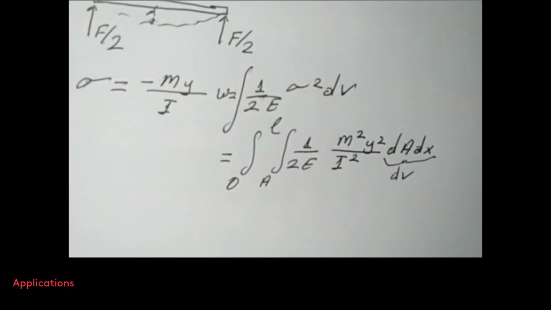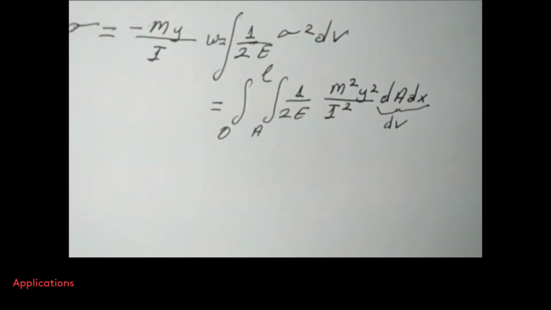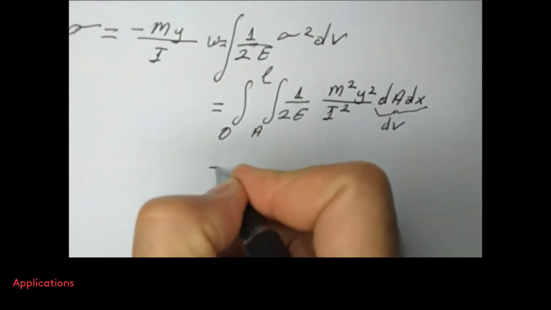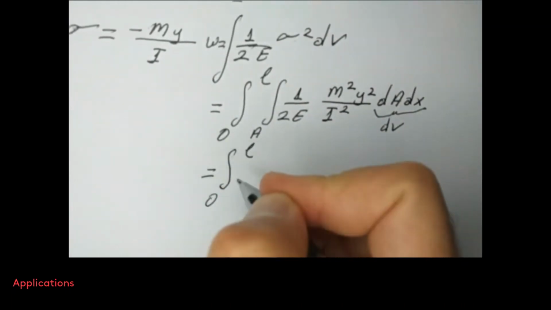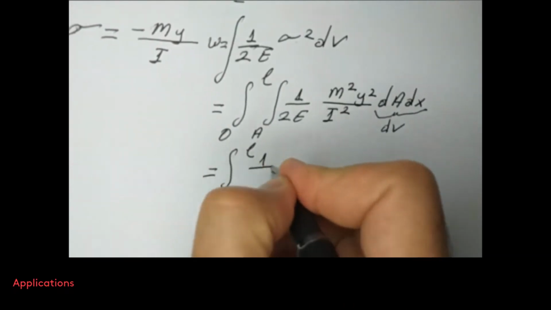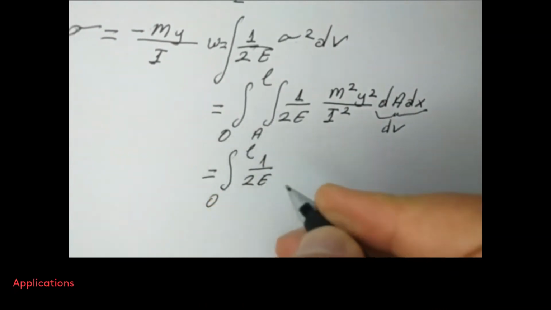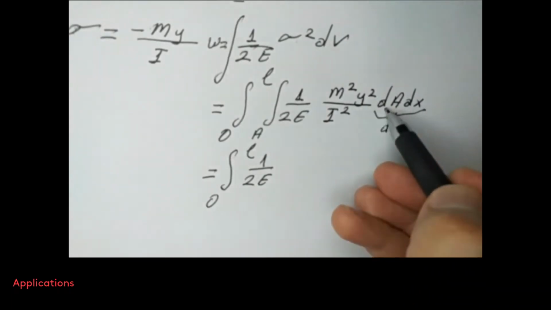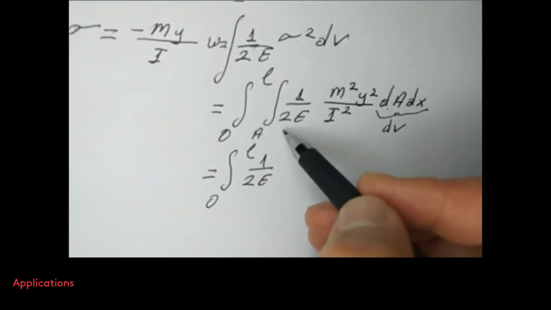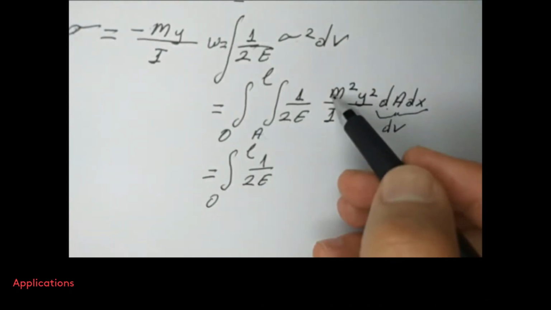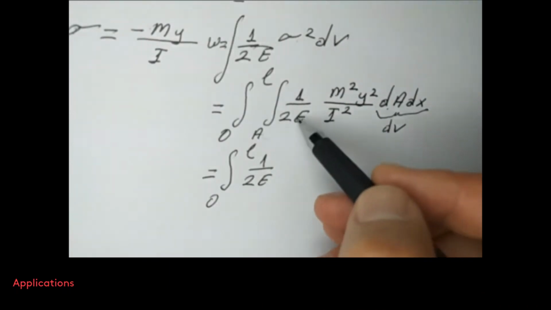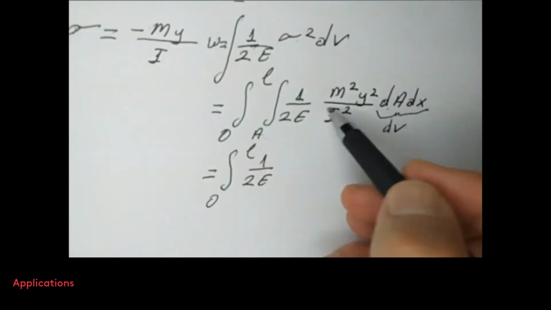And this gives me from 0 to L, 1 over 2E. Now y square dA, integration of it over the area, because moment is constant at a particular location. So M is constant, I is constant, E is constant, so it's left with y square dA. Y square dA is the second moment of the area, so basically moment of inertia, and in fact we are left with this equation.